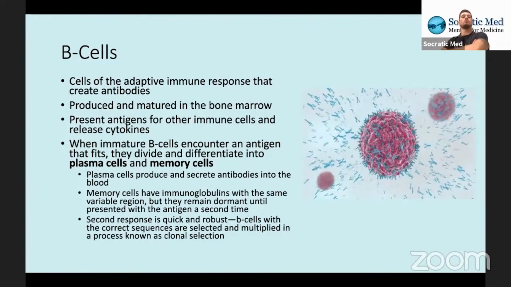Okay, so we're moving on to the adaptive immune system. We have the B cells. These cells we spoke a little bit about before. They create antibodies. That's basically their job. They are produced and matured in the bone marrow.